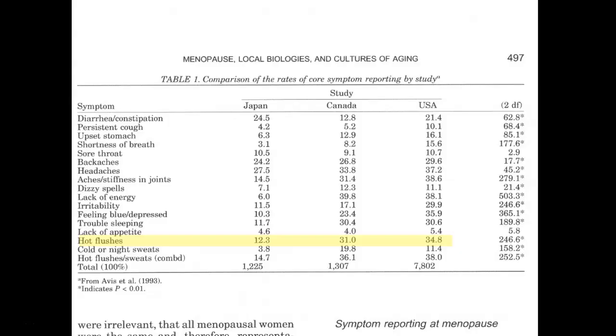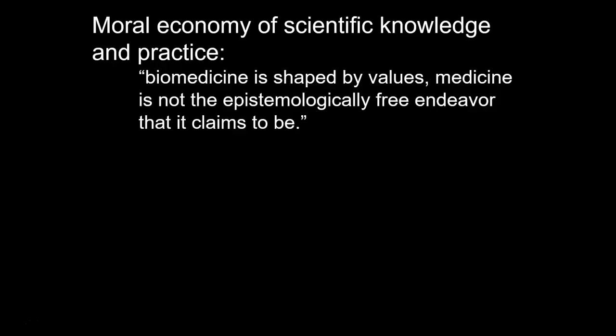And then on the other hand, if you look at what is understood as a key symptom of menopause in the U.S., which is hot flashes, right? That's sort of the one that's often held up as what it means to be going through menopause. You see how different the percentage of people reporting that is between Japan and the U.S. and Canada. So 35% in the U.S., only 12% in Japan, right?